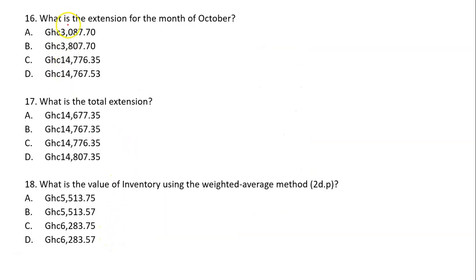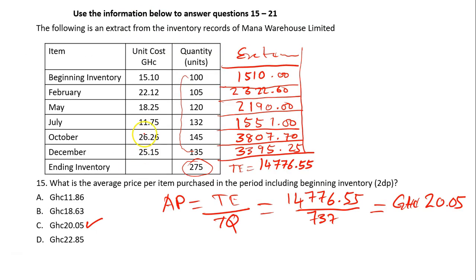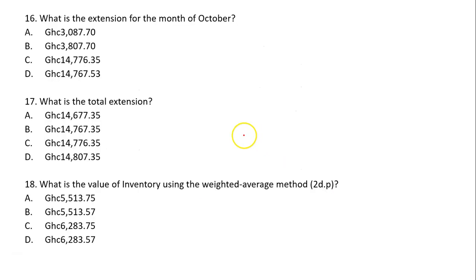Question 16 says, what is the extension for the month of October? When you go back, where is the month of October? This is October. So the extension for the month of October should be unit cost times quantity in October, which is 3,807.70. So let's check if it's there. 3,807.70. Be very careful. They almost look similar. Okay, so the answer is B. So let's look at question 17.